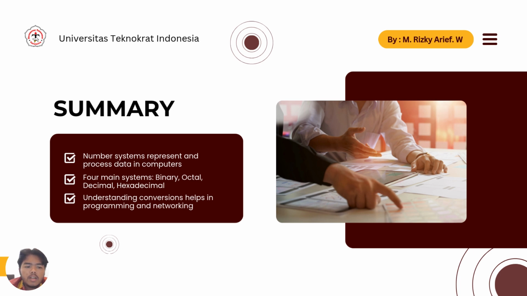In summary, number systems represent and process data in computers. There are four main systems: binary, octal, decimal, and hexadecimal. And understanding conversion helps in programming and networking.